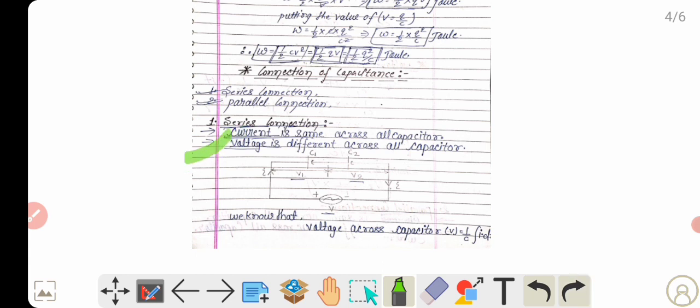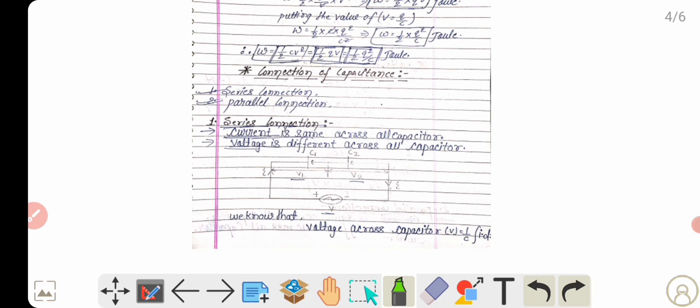Now my dear friends, as you can see here, there are basically two capacitors. The first one is C1, the second one is C2, and the voltage across capacitor C1 is V1, and the voltage across capacitor C2 is V2. And now we want to calculate basically the equivalent capacitance value.